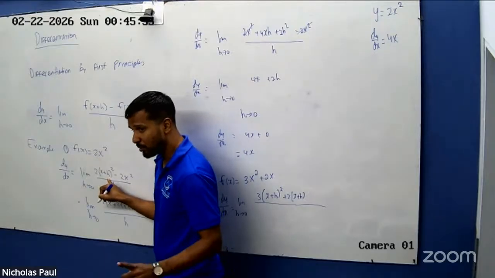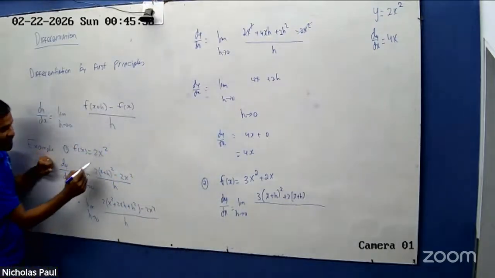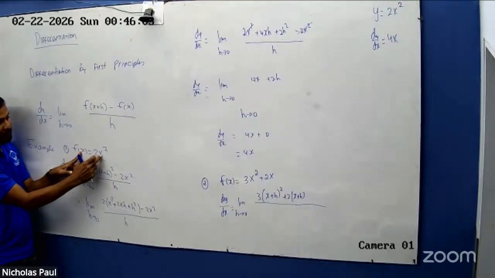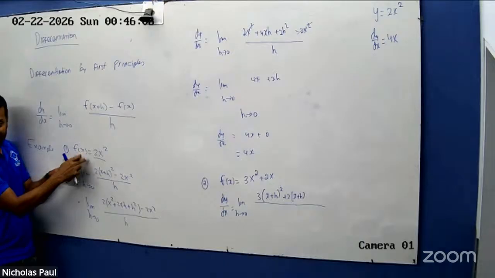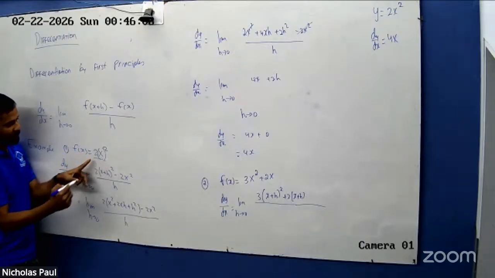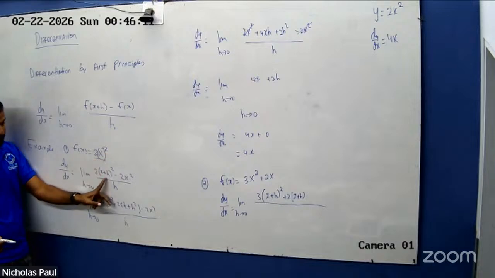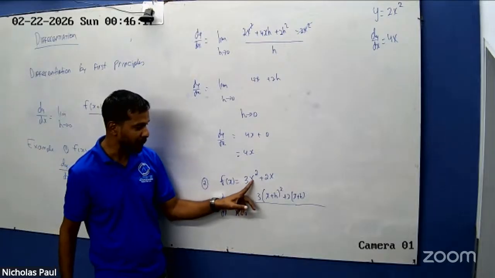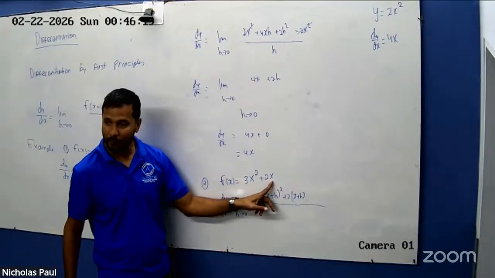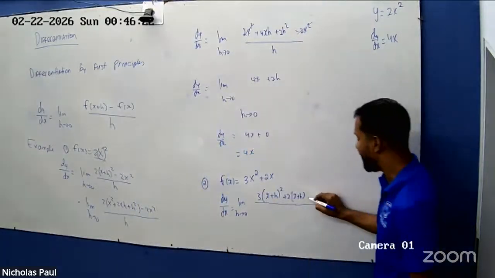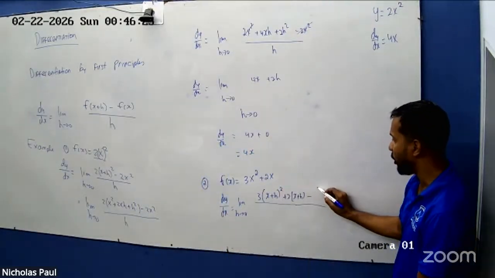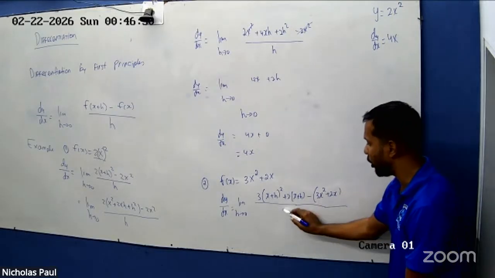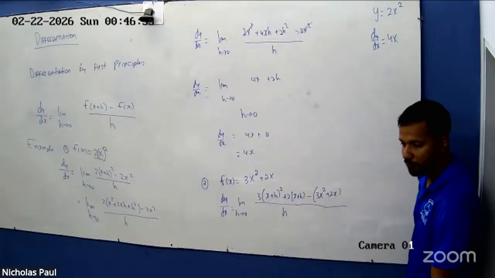You sure? So watch this here. This is f of x. So if I say f of 2, you'll put 2 by 2 squared. So if I say f of x plus h, you will put 2 by x plus h all squared. Same thing here. f of x plus h will be 3 by x plus h all squared plus 2 by x plus h. And then minus f of x. So I write in 3x squared plus 2x all over h.